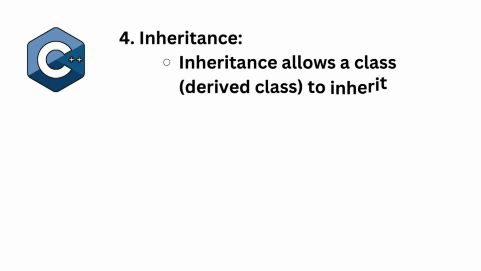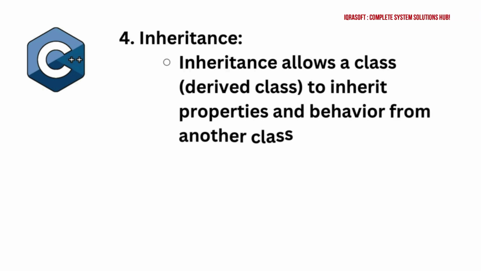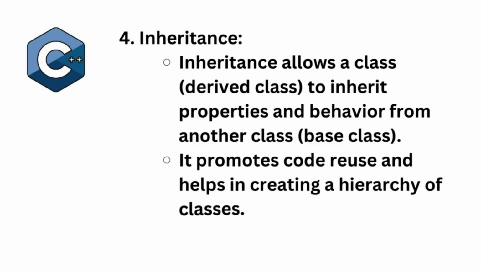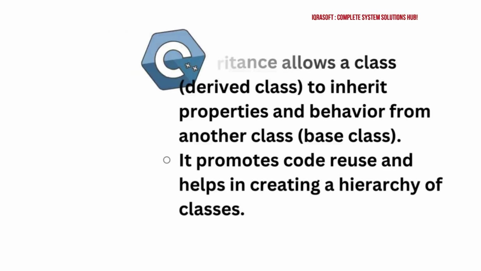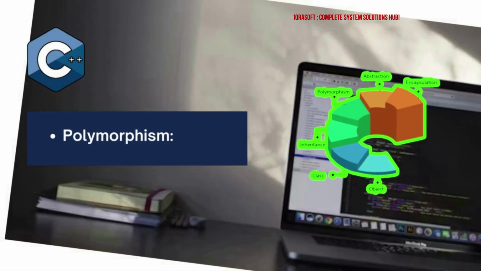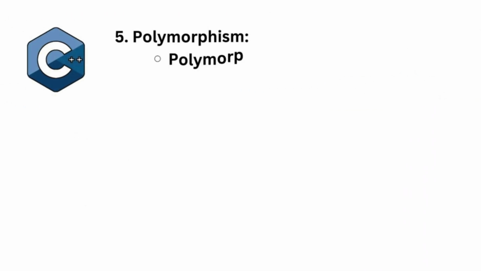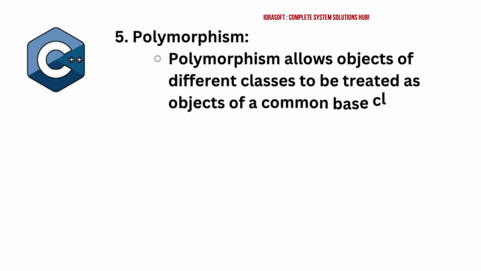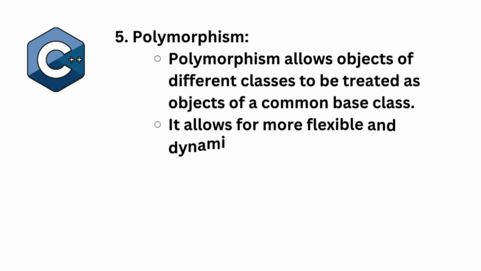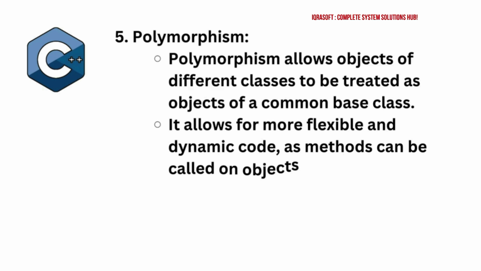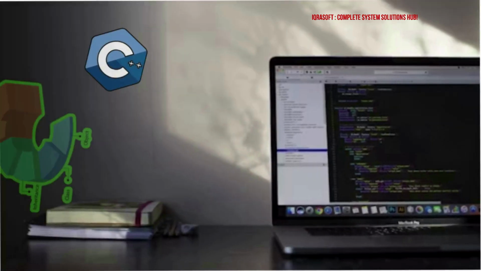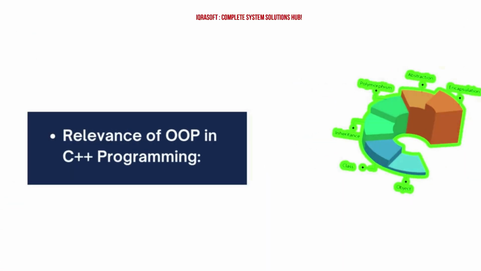4. Inheritance. Inheritance allows a class (derived class) to inherit properties and behavior from another class (base class). It promotes code reuse and helps in creating a hierarchy of classes. 5. Polymorphism. Polymorphism allows objects of different classes to be treated as objects of a common base class. It allows for more flexible and dynamic code, as methods can be called on objects without knowing their specific types at compile time.